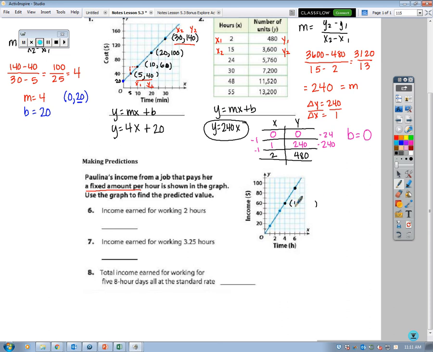So this one is 4 and 60, and this one is 6 and 90. Okay, so now that I've got 2 points, I'm going to figure out my slope. And I'm going to plug that into my equation, y2 minus y1 over x2 minus x1, right? So I've got y2 minus y1 over x2 minus x1.